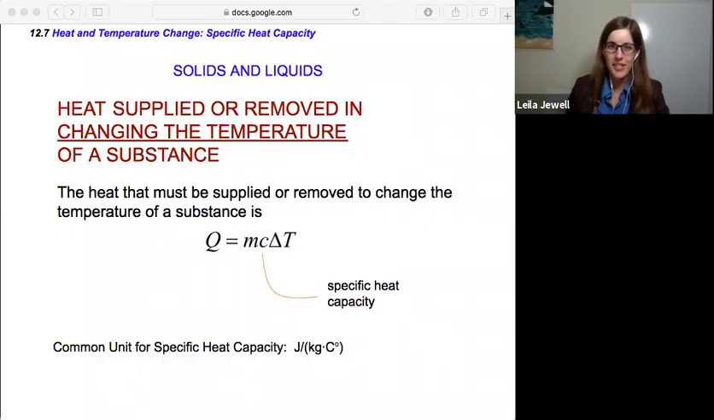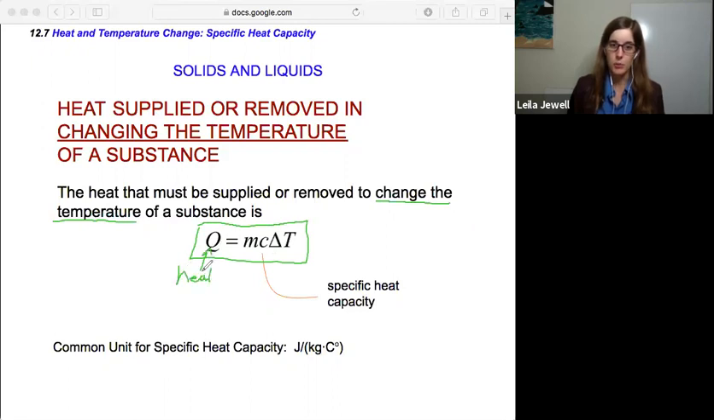Section 12.7, heat and temperature change, specific heat capacity. This is focused on solids and liquids. If you want to know the heat that is either supplied or removed in changing the temperature of a substance, it's going to follow this equation. So in order to change the temperature of a substance, the heat that must be supplied or removed is equal to Q equals mc delta T, where Q here is our heat.